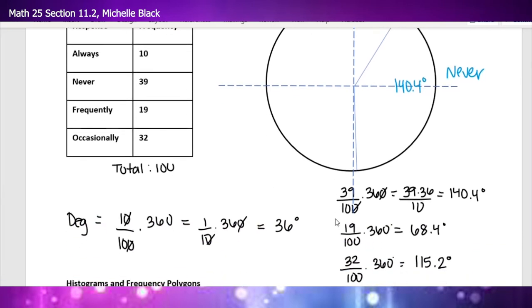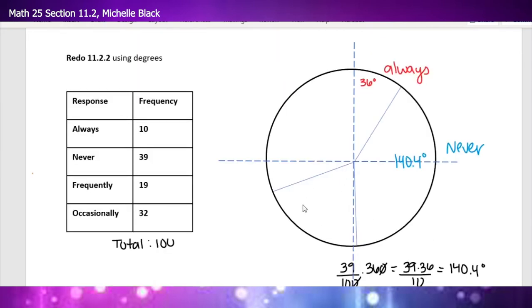Our next one ended up being 68.4 degrees. Again, this section is 90. I have 3.6 left here. So let's do 68.4 minus 3.6, which means I need 64.8 of this circle. Half of it's 45, so a little more than half, maybe somewhere over here. And this wedge here represents our 68.4 degrees, which is our frequently category.